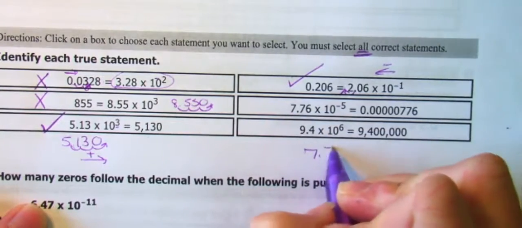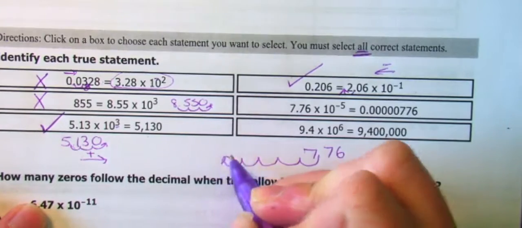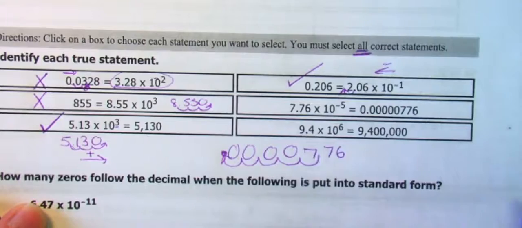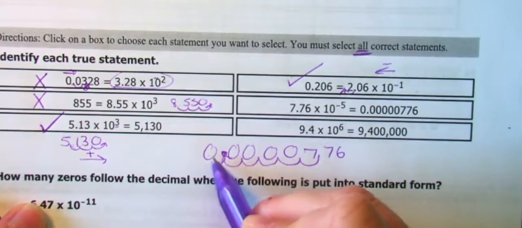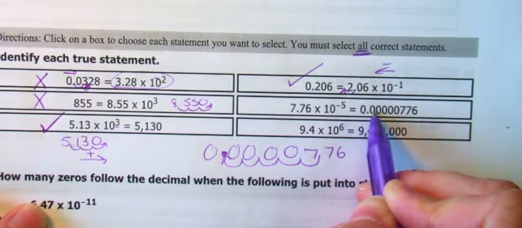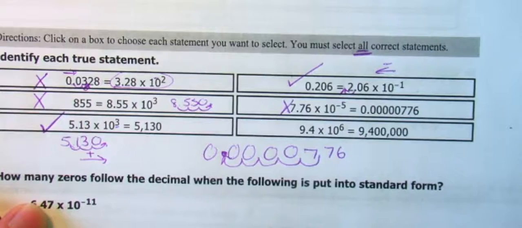Let's check this one. 7.76, -5. 1, 2, 3, 4, 5. So my decimals here now, fill in my empties with zeros. That means I need a total of 1, 2, 3, 4, 5. 2, 3, 4, 5. Ooh, this has too many, so that one will not work.